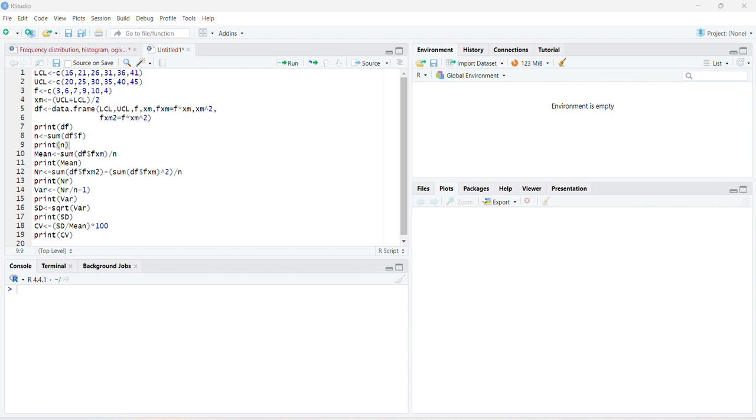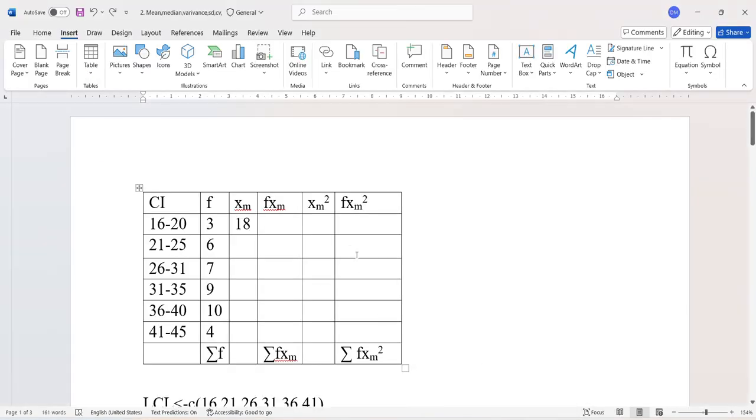So to find the mean and standard deviation, suppose this is the table of the class intervals and frequencies given. Then xm is the mid values of the class intervals, f into xm is the product of the frequency and xm, and then the square of xm values, xm square, then f into xm square. Then you will find the sigma of fxm and sigma fxm square, and this is sigma f. So this is the table. Now how do we construct this type of a data frame? We call a table a data frame in the R language.